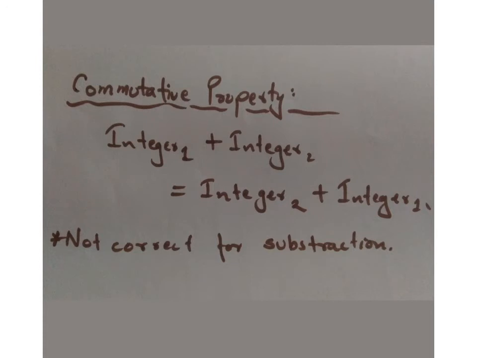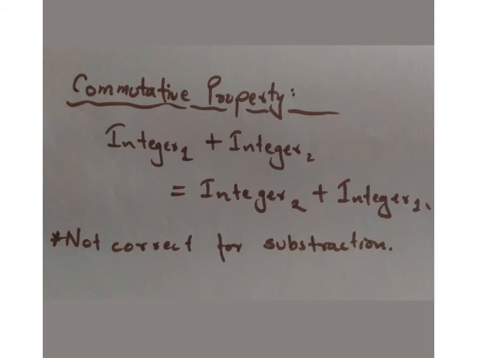If you have two integers, if you add those, irrespective of the order of addition, the answer will be same. But commutative property is not correct for subtraction. Why? Because again, let us consider the same example, 3 and 7. 3 minus 7 gives us minus 4. But 7 minus 3 gives us 4. As we know, 4 and minus 4 are not the same integers. So commutative property is not correct for subtraction of integers.